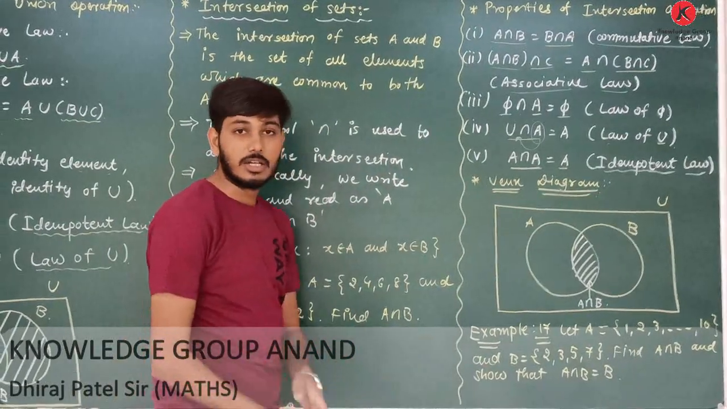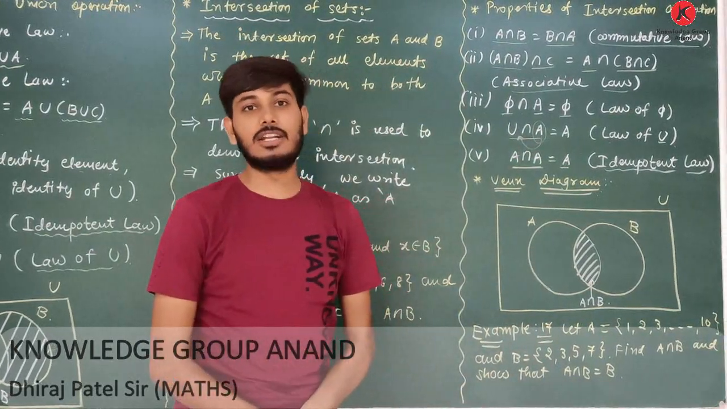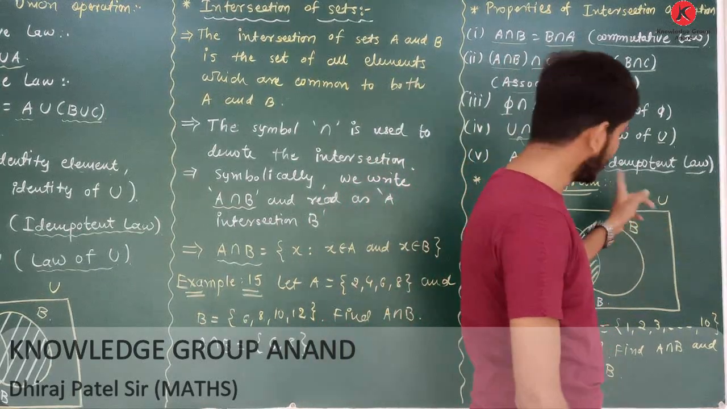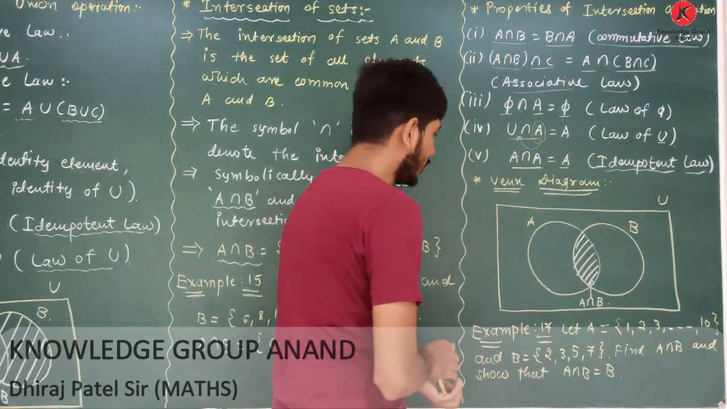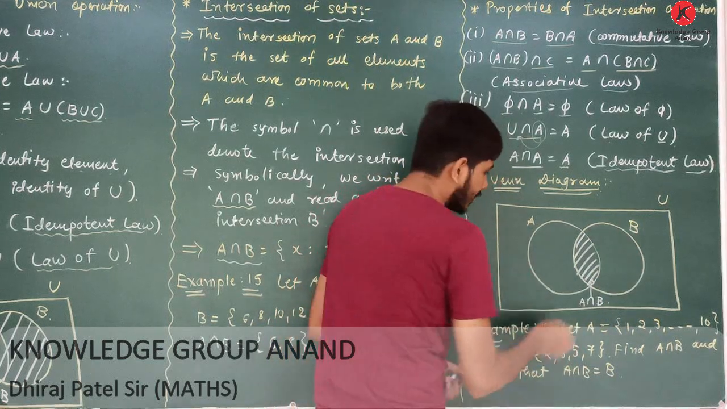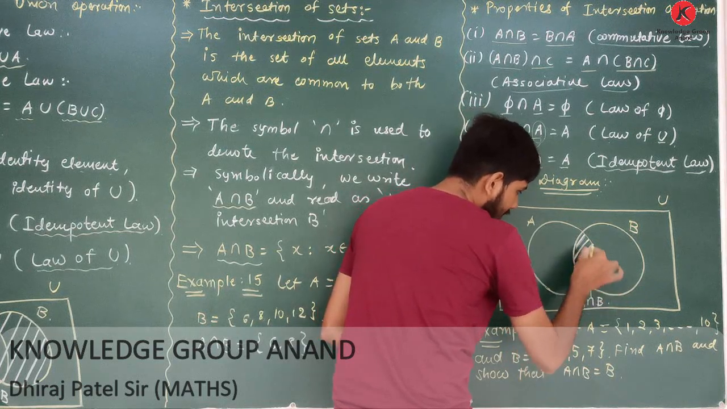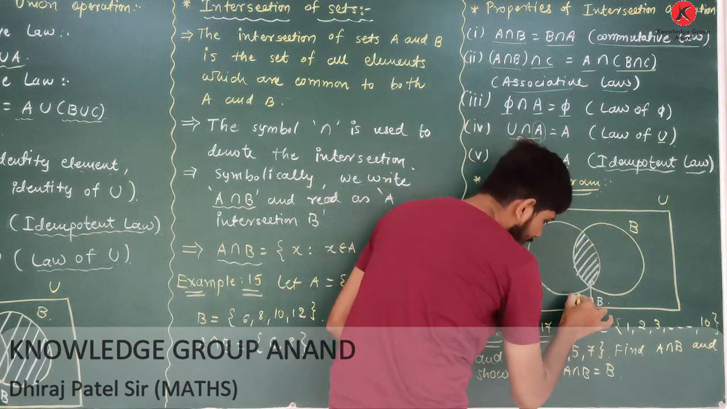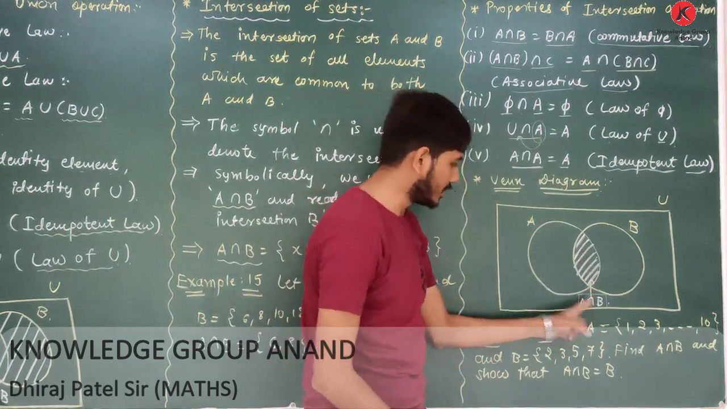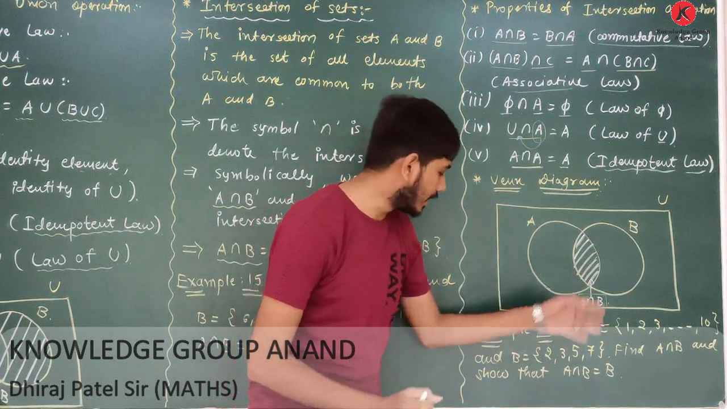Now we are going with the Venn diagram of the intersection of two sets. Consider this one is our universal set, which is a rectangle portion. Now this is our set A, this is our set B. Now the common portion between set A and B is this. Therefore this portion is known as our A intersection B portion, or the common of two sets A and B.